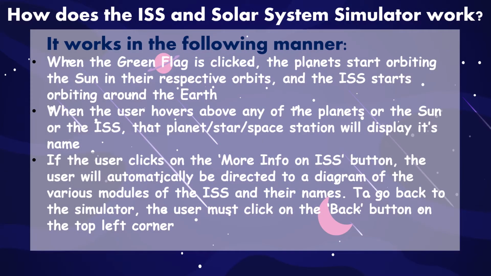How does my project work? Well, when the green flag is clicked, the planets start orbiting the Sun in their respective orbits, and the ISS starts orbiting around the Earth. Whenever the user hovers above any of the planets or the Sun or the ISS with their mouse, that planet or star or space station will display its name. If the user clicks on the More Info on ISS button, the user will automatically be directed to a diagram of the various modules of the ISS and their names. To go back to the simulator, the user must click on the Back button on the top left corner of the screen.